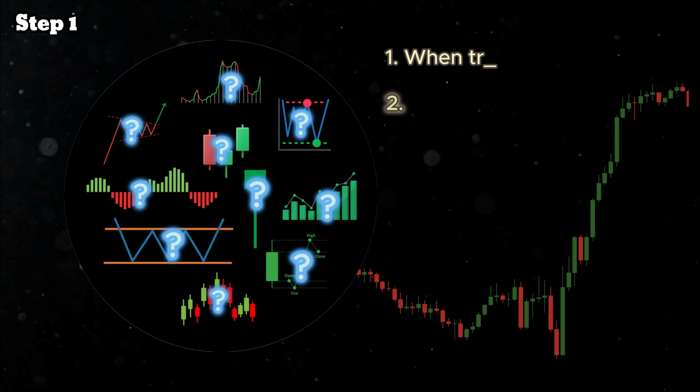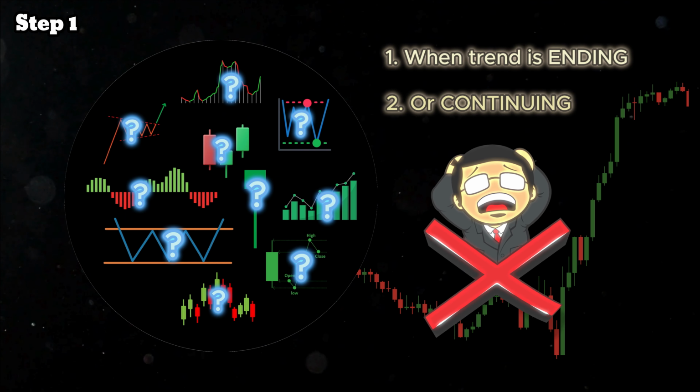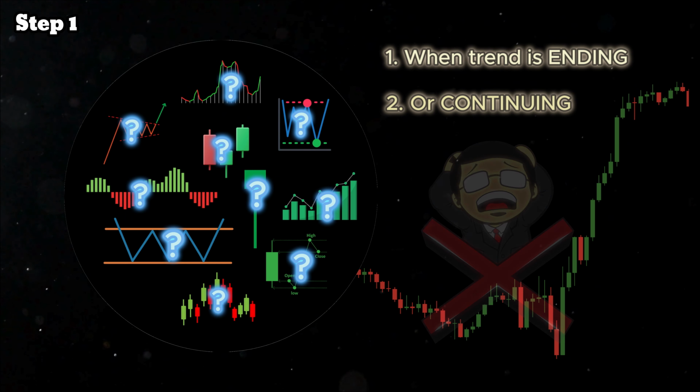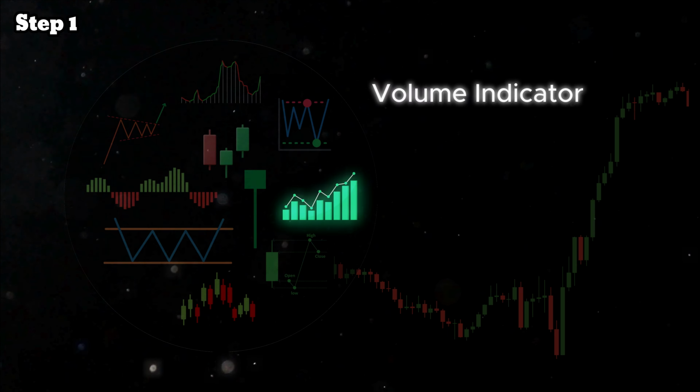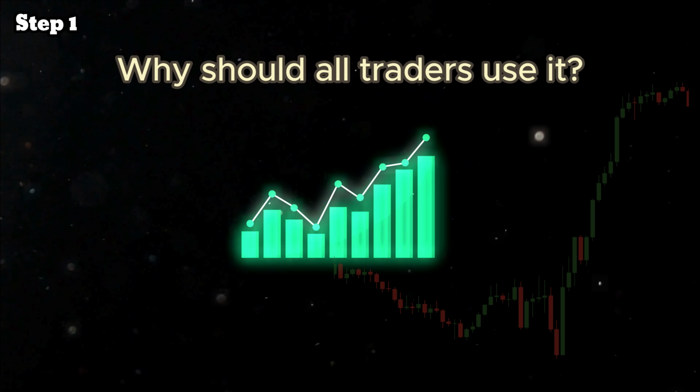There is one indicator that should be part of this trend continuation strategy in order for you to know exactly when the trend is ending or continuing, and I know most traders use this indicator incorrectly. The indicator I'm referring to is volume indicator. Let me show you why all traders should definitely have it in all of their trading strategies.